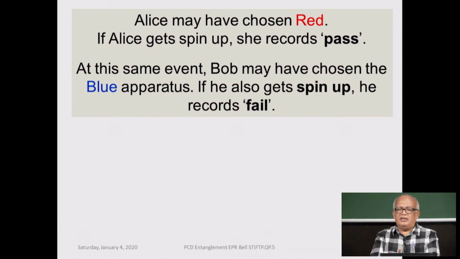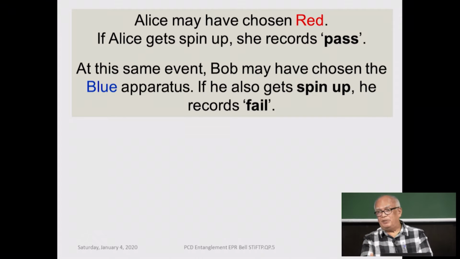Okay. If for the same event for which Alice has recorded a pass, she gets spin up, and Bob uses his apparatus, but he uses a blue apparatus, which means that he is using a magnetic field which is oriented with respect to Alice's field, and he also gets spin up, then he records it as fail. So, this is the pass fail nomenclature, the bookkeeping arrangement that we are going to use.